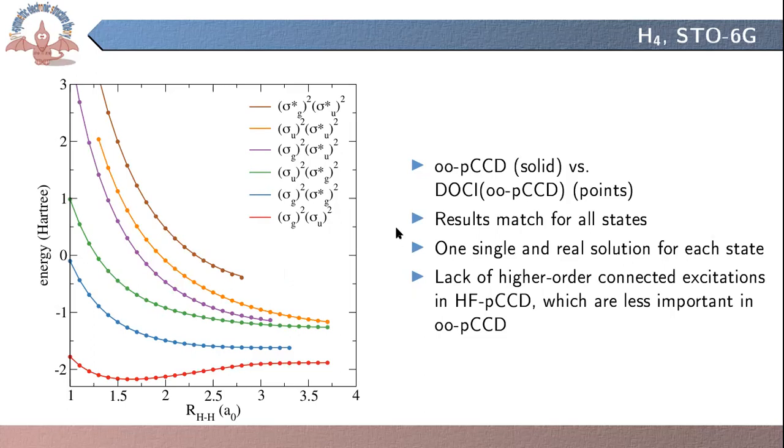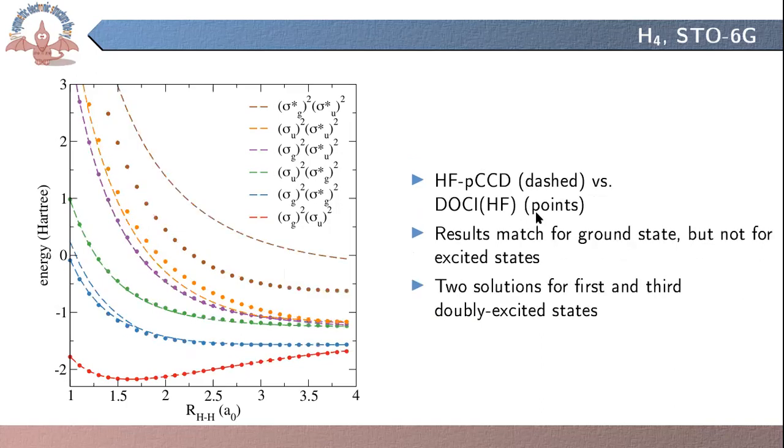And then you can understand this difference based on the fact that pCCD does not have higher connected excitations. In particular, quadruple connected excitations are missing in pCCD, but are present in DOCI. And they become important when the reference is bad, which was the case here. So your reference for the excitation is very bad, so you have to introduce lots of higher order excitations in order to have a better description of it. So they are important, and they appear in DOCI, but they don't appear in pCCD. So this gives this large difference.